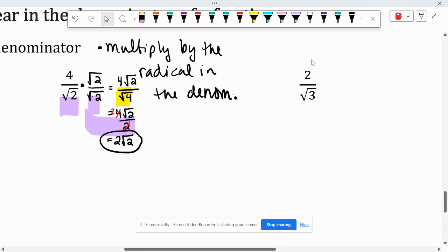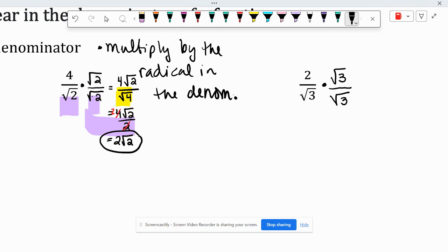What's the value of the denominator? The square root of 3. So that's what we're going to multiply by. We're going to multiply both the numerator and the denominator by the square root of 3. This is just a fancy one. The square root of 3 over the square root of 3 is 1. This is just a fancy one.